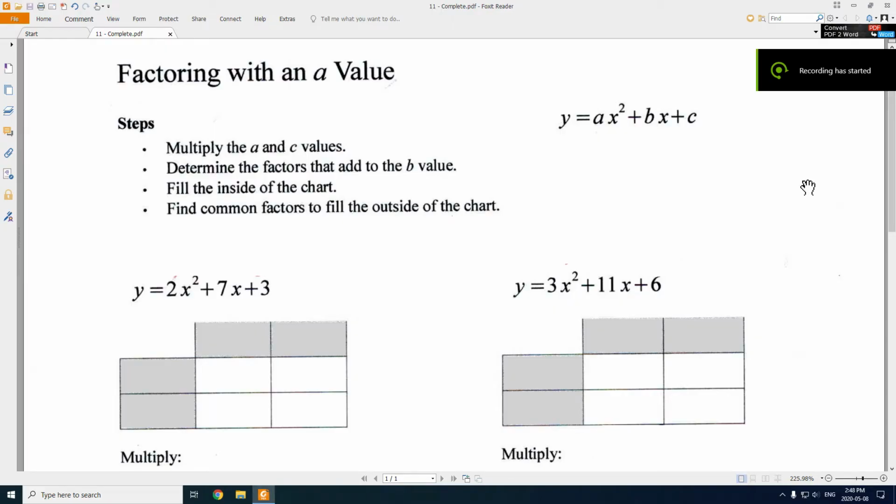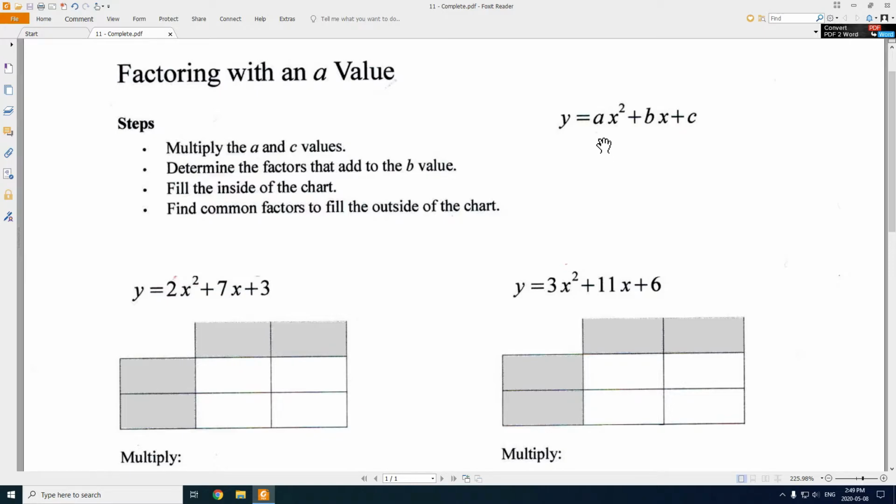For this lesson, we'll be looking a little bit more at factoring. So far, we've done factoring where we don't have an a value. The a value is the value in front of the x squared. If it's not there, we assume it's like a 1x squared, and we just leave it out.